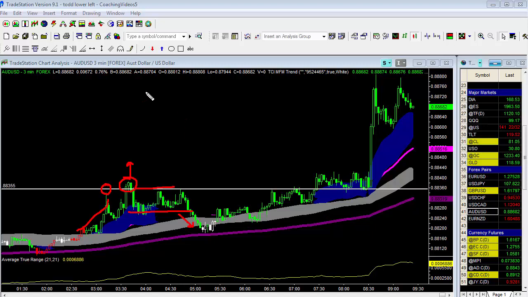Again, on my chart right now, we've got a 200 exponential moving average. We've got the gray action zone. We've got the blue action zone. And of course, green bars represent trend is up. Red bars denote that the trend is down. So as we were going long, the bars were green, of course. The trend was up. We were trading above the blue action zone, the gray action zone, and of course the 200 exponential, the purple line.